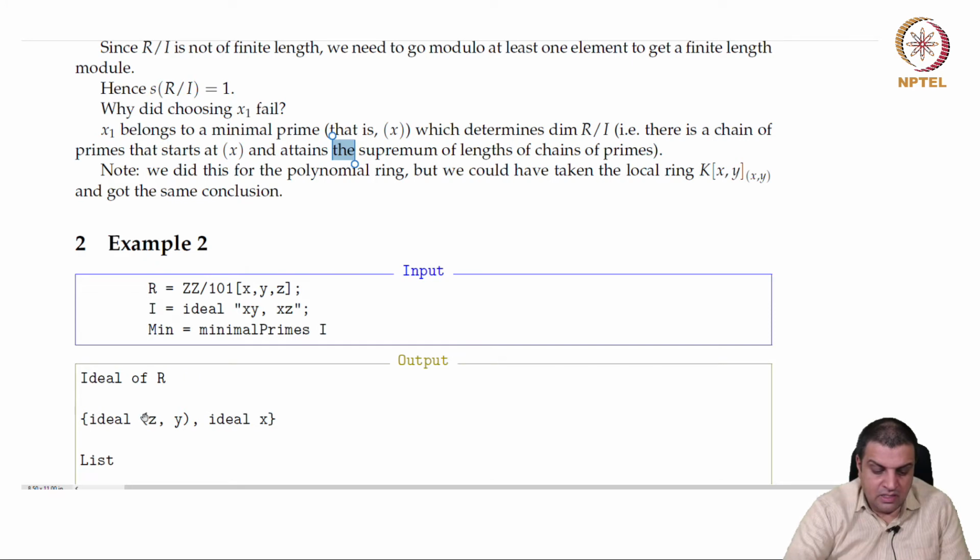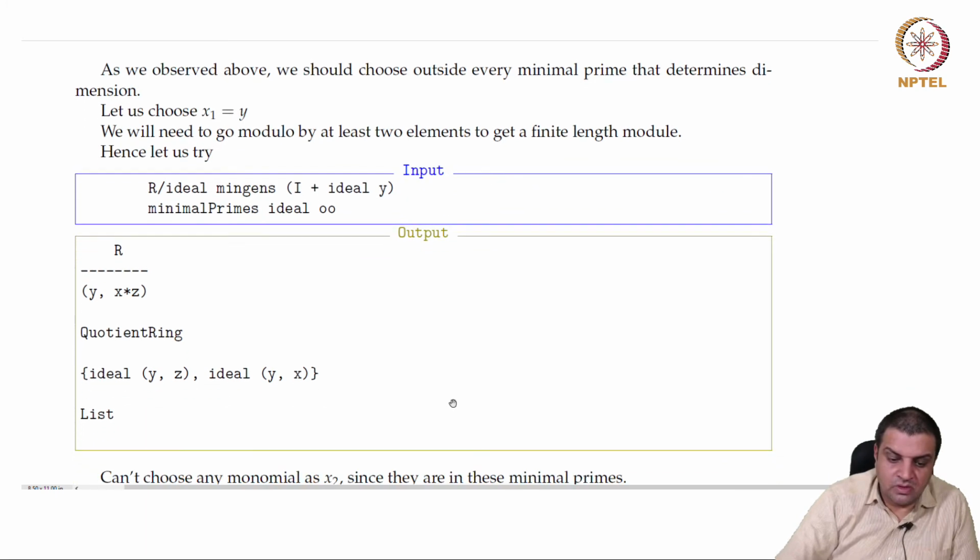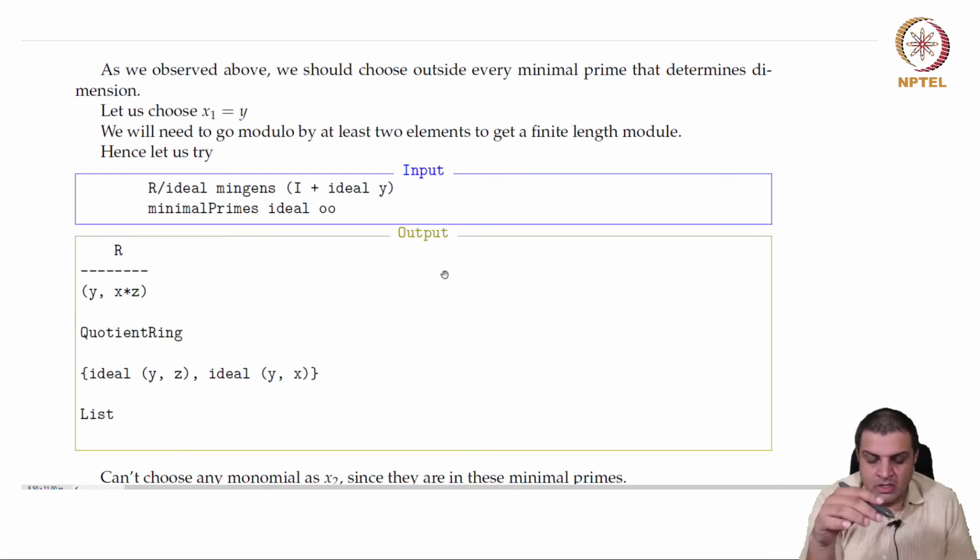Well, any prime ideal containing yz must correspond to a prime ideal in k[x]. And k[x] is a PID, so it can only have 0 or maximal ideals. So any chain from here to a maximal ideal will have length at most 1, as opposed to this one, where there is a chain of length at least 2. So we should avoid this and pick an element from the other. So that's what we are saying here. Let's avoid (y, z).